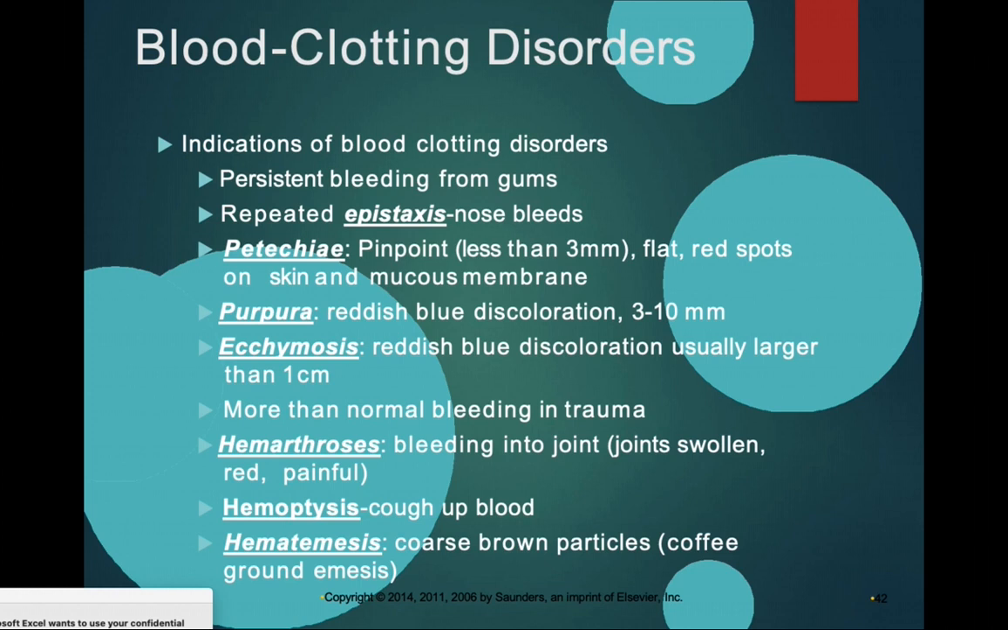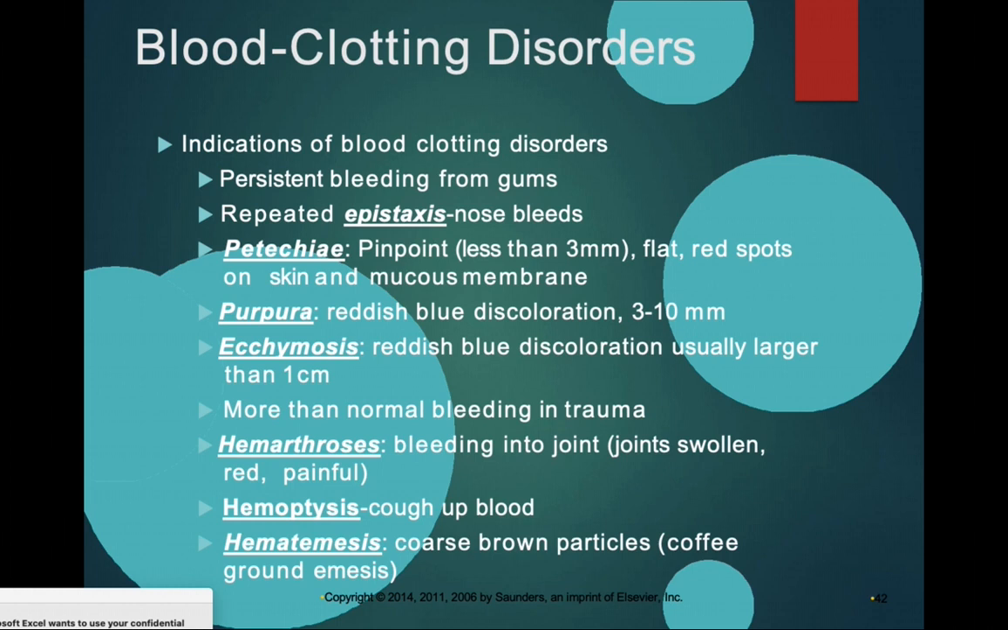Repeated nosebleeds, that is called epistaxis. Petechia. Petechia, purpura, and ecchymosis are kind of in the same category. What differentiates these is size. So petechia are pinpoint, less than 3 millimeters. They're flat, red spots on the skin or mucous membrane. There's a lot of capillary fragility, and you start to see these little reddish flat dots on the skin called petechia.